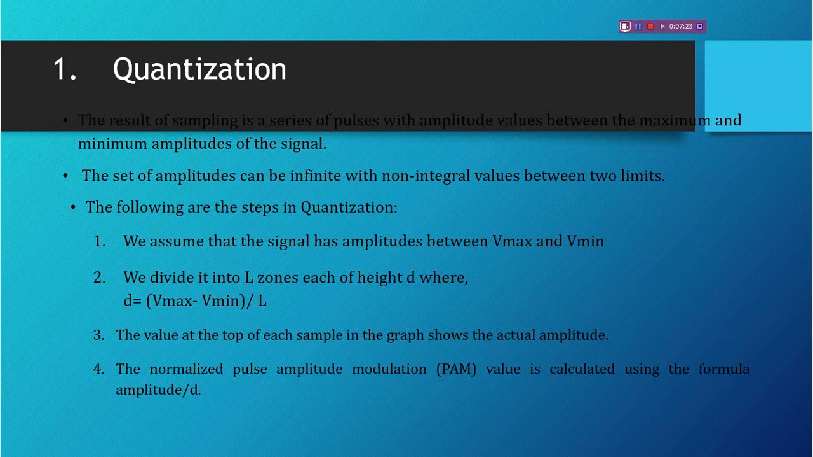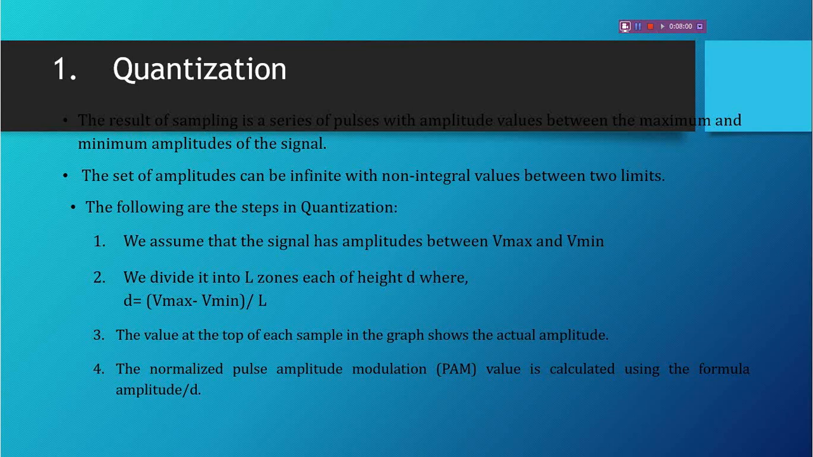Then the next are the steps of quantization. We assume that the signal has amplitude between Vmax and Vmin, and we divide it into L zones, each of height d, where d equals (Vmax minus Vmin) by L. Okay, means maximum amplitude minus minimum amplitude by L. And the value at the top of each sample in the graph shows the actual amplitude.